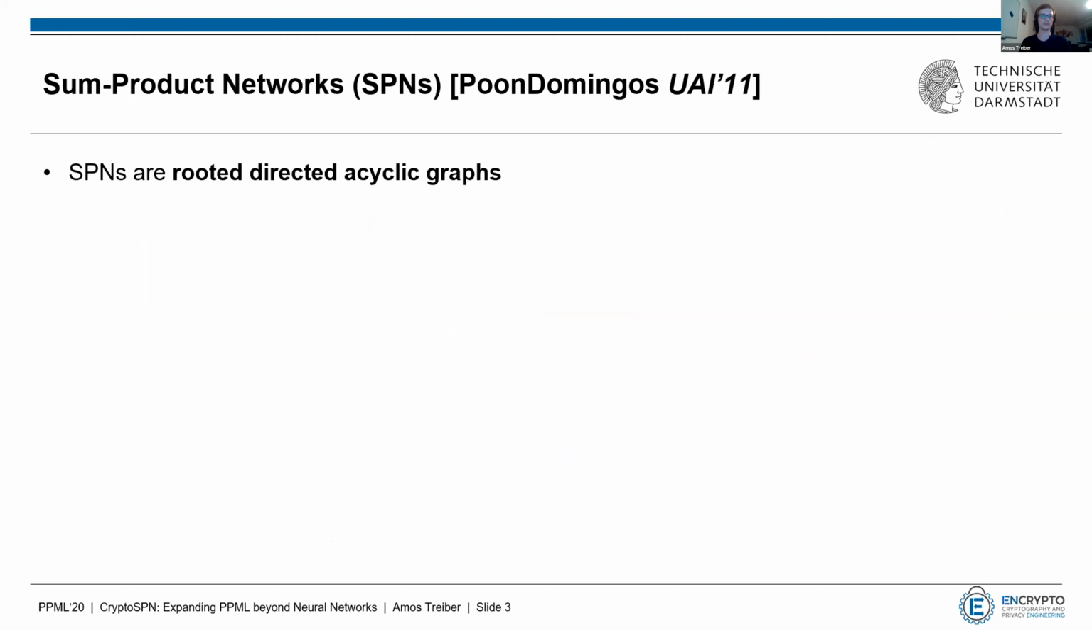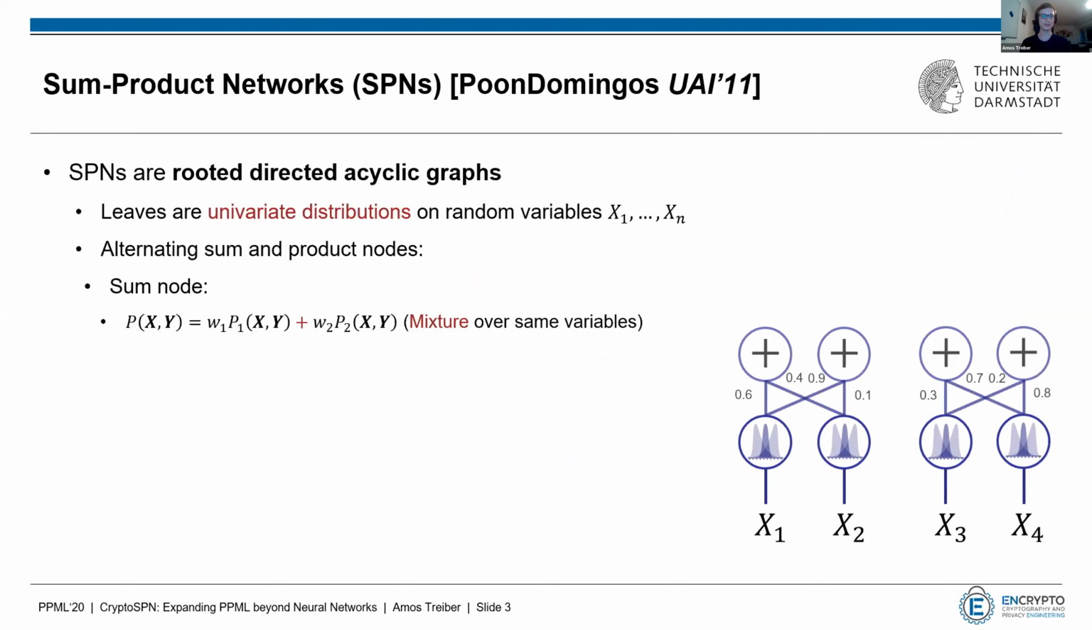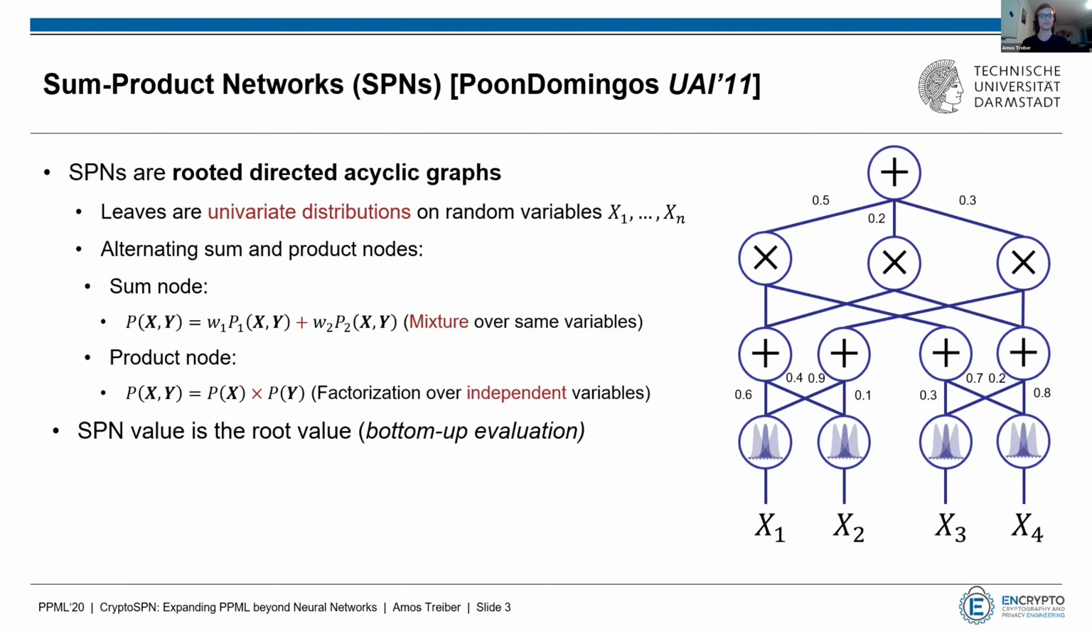or SPN in short. SPNs were introduced by Poon and Domingos in 2011 and are defined as rooted directed acyclic graphs. These have univariate distributions on the random variables x1 to xn as leaves, and on top of that we build alternating sum and product nodes. A sum node represents a mixture over the same variables and is defined as the weighted sum over its children. A product node is defined as the product of its children and represents a factorization over independent variables. Then we just do a bottom-up evaluation of the SPN until we reach the root value, and this is the value of the SPN.